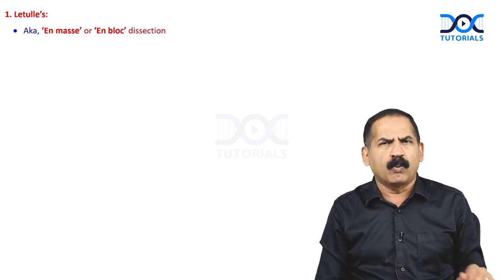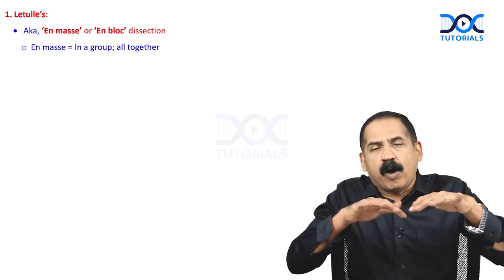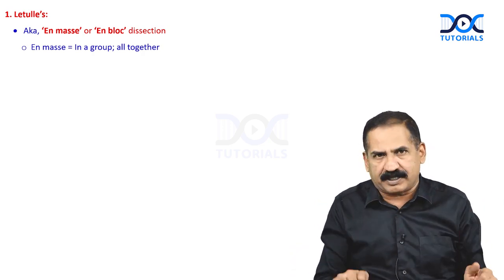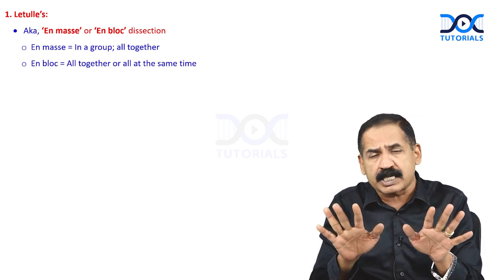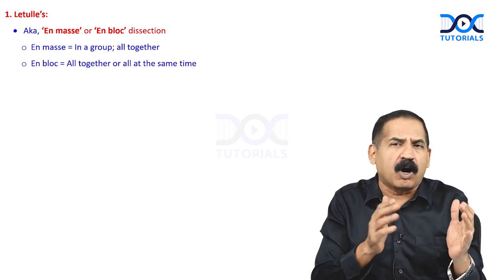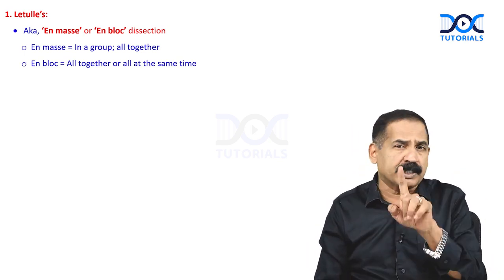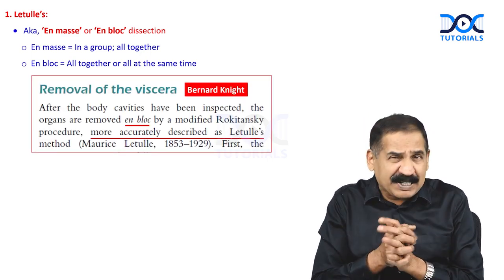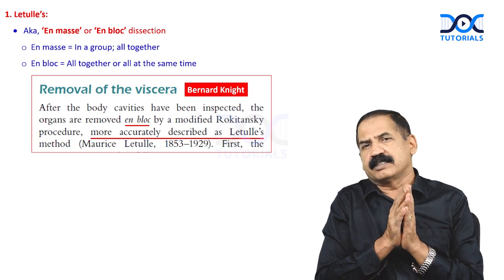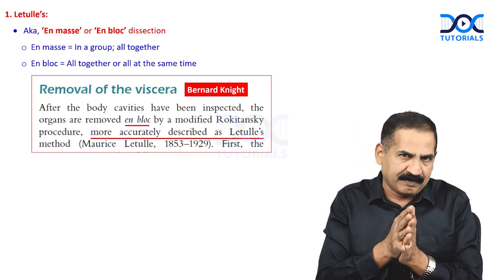Now, what do you mean by en-masse? En-masse means in a group, all together, at the same time. The meaning of en-block is also the same. So here, entire organs, right from the tongue till the rectum, everything is removed as a single mass.